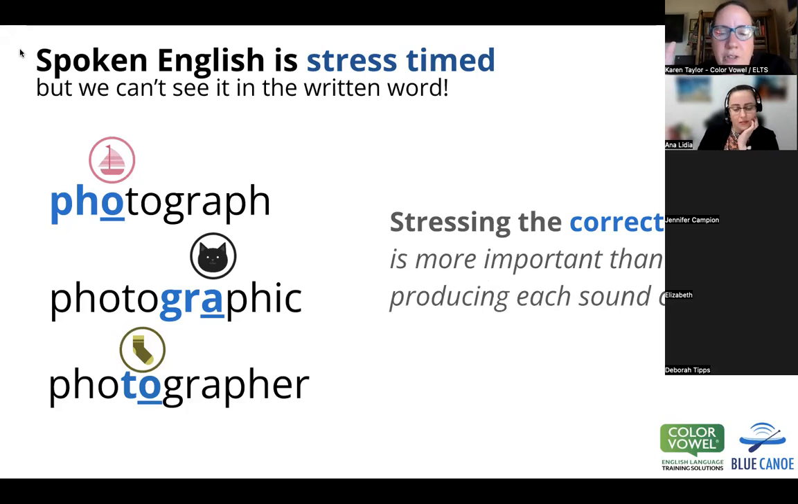Stressing the correct syllable in English is more important than producing each sound correctly. Depending on how your learner was educated in English and what learner beliefs they've picked up from the internet and from all kinds of things, they might come to the table really believing that each letter is a sound, when we know that's not the case with English. It's not a very phonetically spelled language. It's a very historically spelled language. So just remind students that we can zoom in on the stress and pin it down, and the rest of it will often fall into place as long as they get that stress in the right place to start with. So they'll start thinking in a more efficient way.